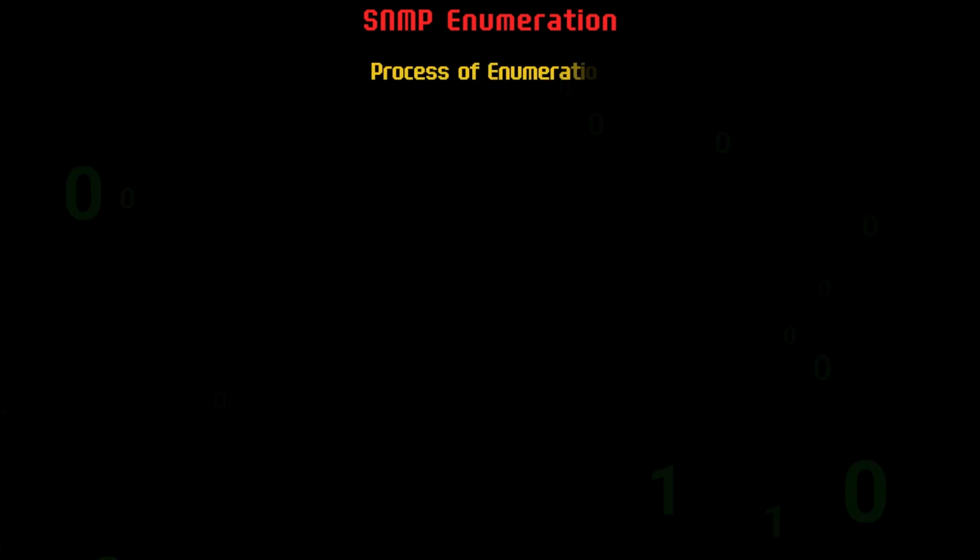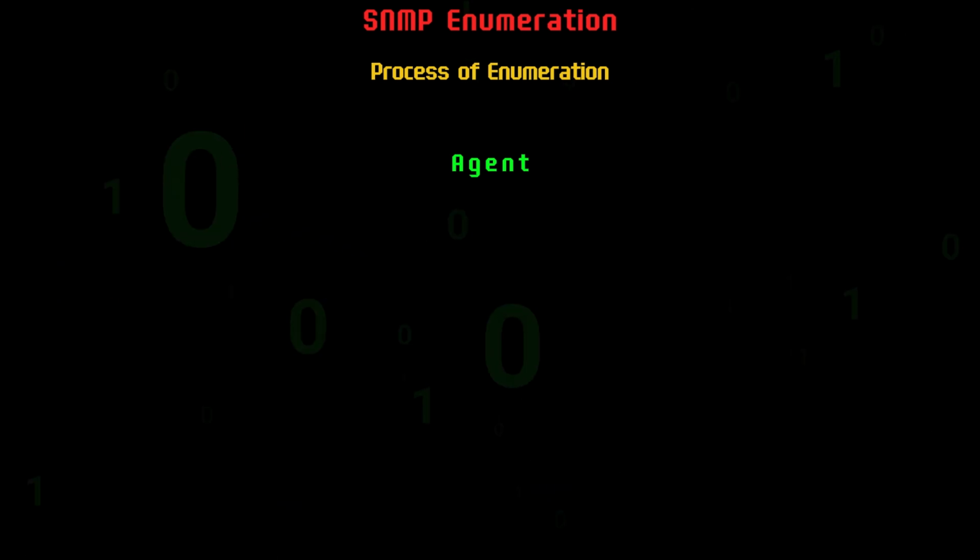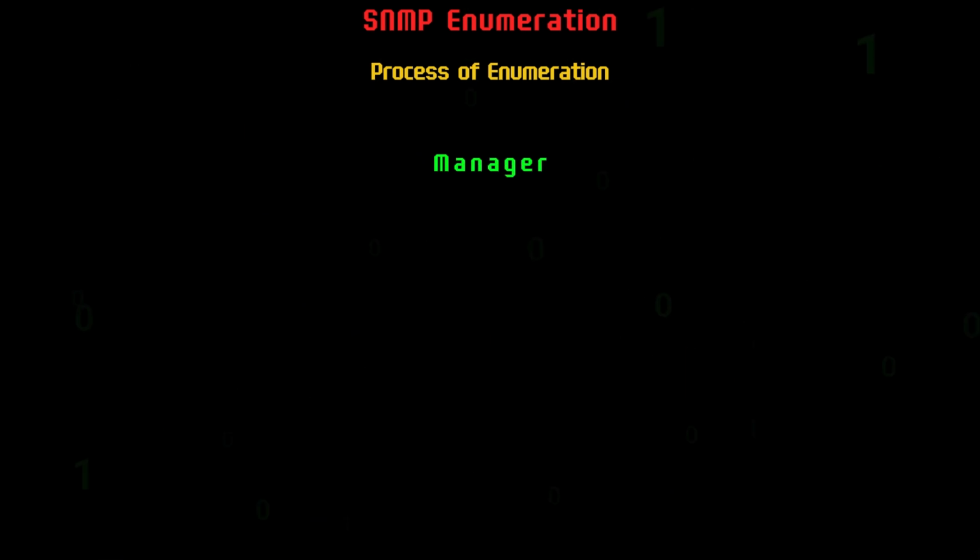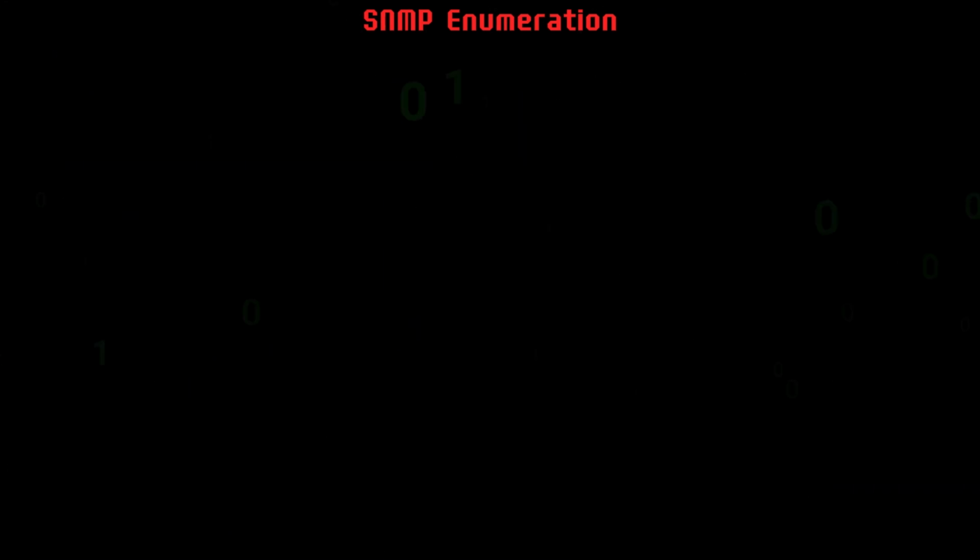The process of enumerating user accounts and devices on a target machine using SNMP enumeration is made up of a manager and an agent. The agent is embedded in every network device, while the manager is installed on a separate computer to access and configure the SNMP agent from the management station.